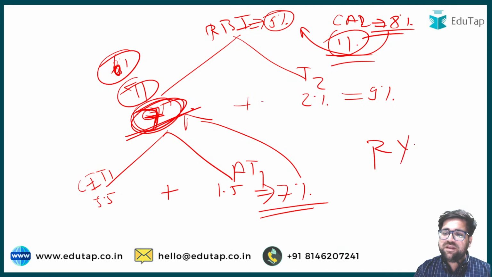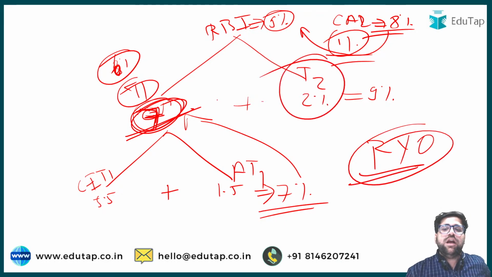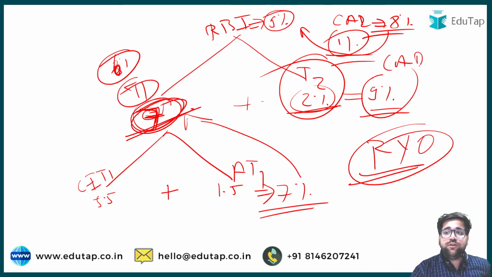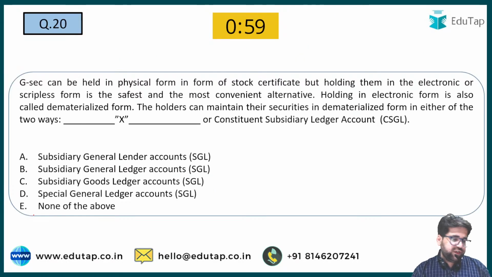If you analyze the previous year questions, a question was asked directly from this component: what is the tier 2 capital? The answer was 2%, although most students say it's 9%. No, that is the capital adequacy ratio. You have to understand the whole structure. Read all this explanation in your homework. Now let's come to question number 20.